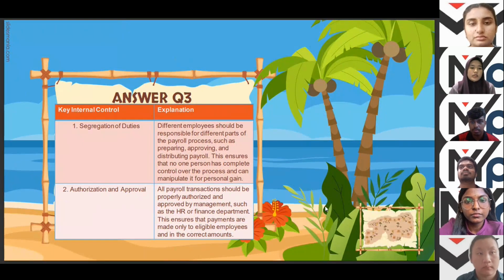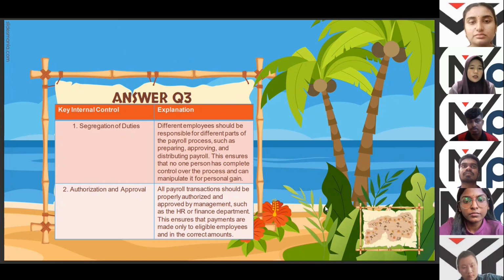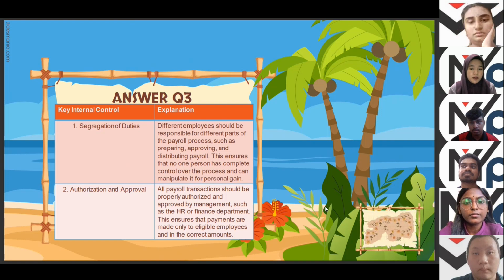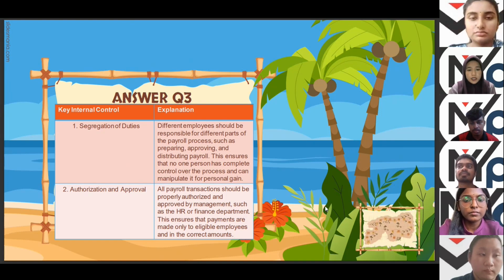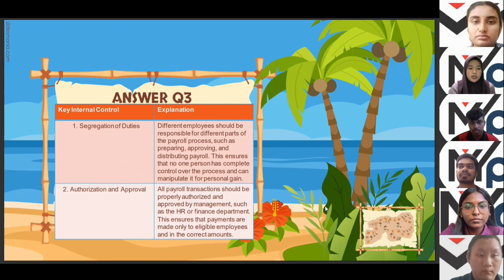The first key internal control is segregation of duties. Different employees should be responsible for different parts of the payroll process, such as preparing, approving, and distributing payroll. This ensures that no one person has complete control over the process and can manipulate it for personal gain.